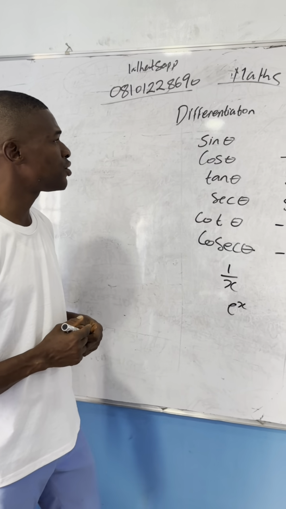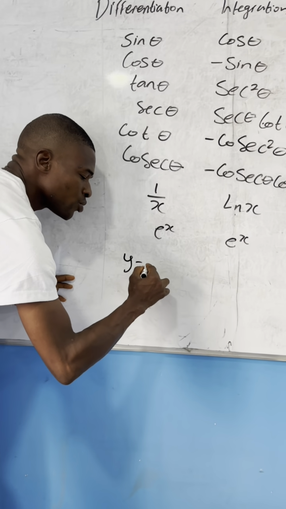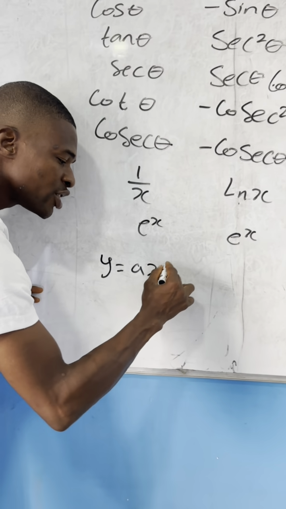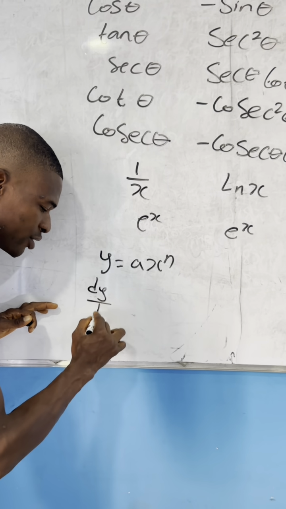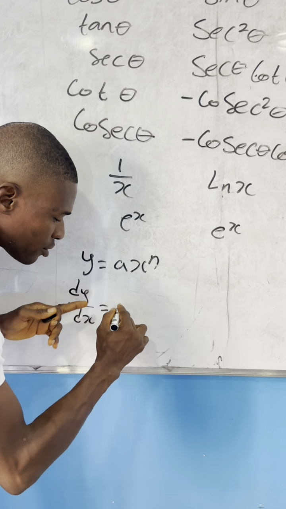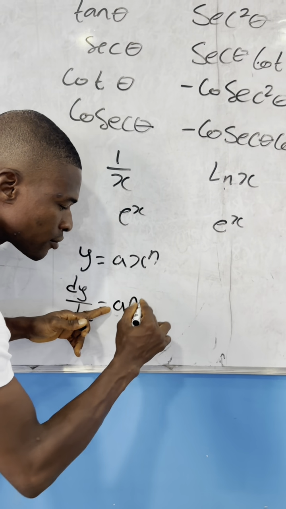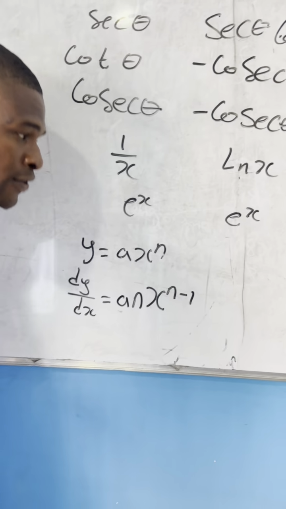And now let's see how it goes. Under the differentiation aspect, when y is equal to a x raised to power n, dy over dx is equal to a times n x raised to power n minus 1 for differentiation.